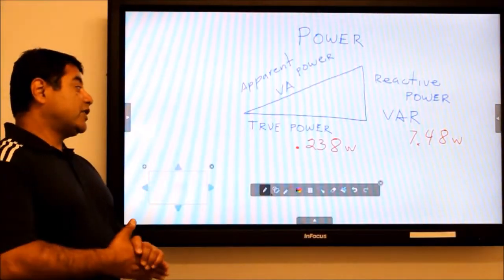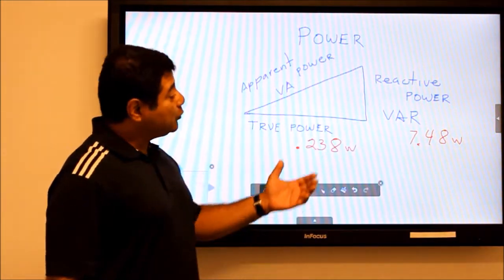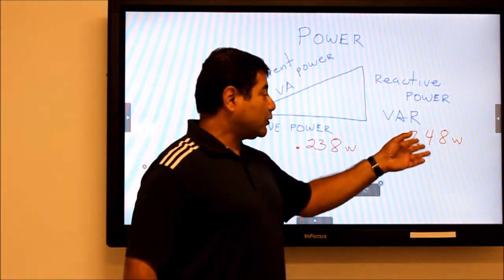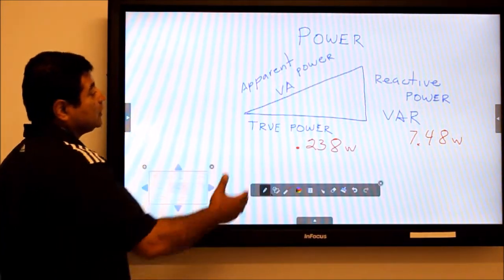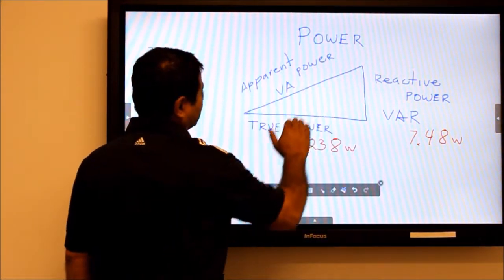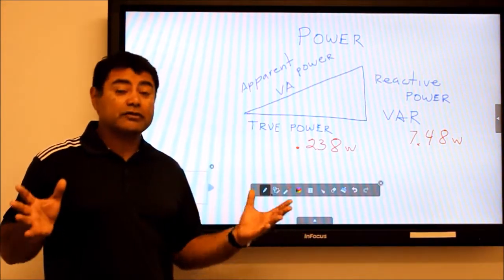So as you can see, we have calculated now the true power, which we got at 0.238 watts, and we just finished calculating the reactive power at 7.48 watts. The last step for our power triangle is to calculate the apparent power. And if you recall, the apparent power is the total power of the circuit.